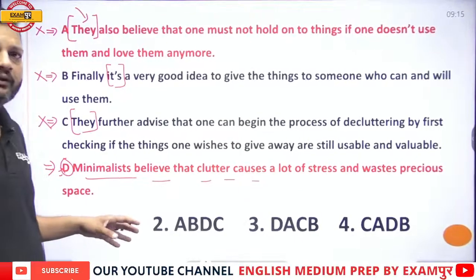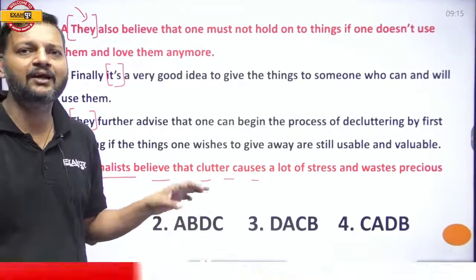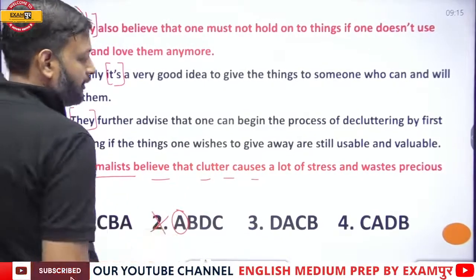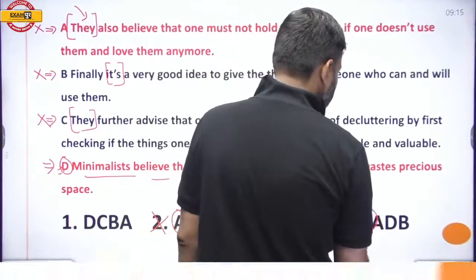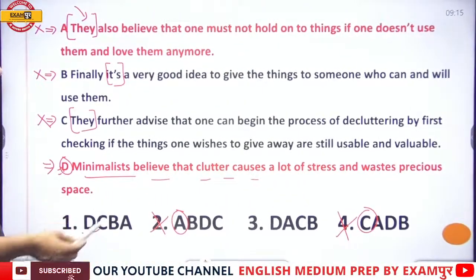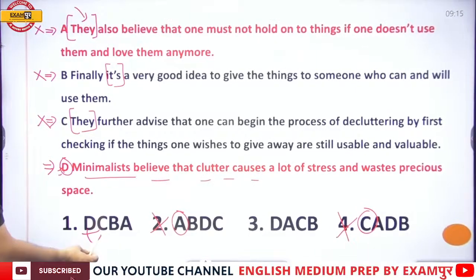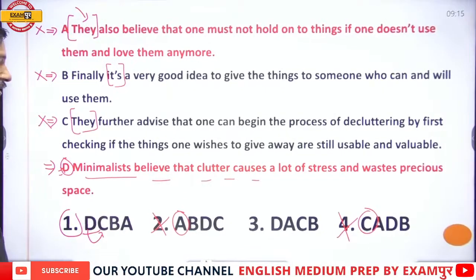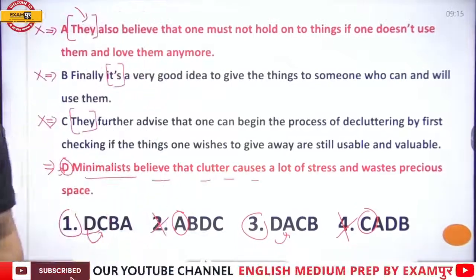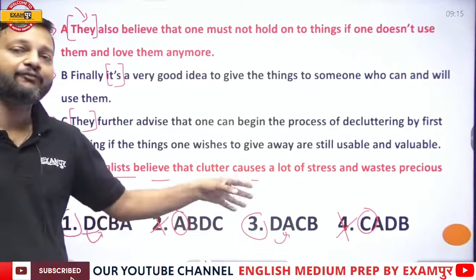Now eliminate the options which do not have D as the first sentence. For example, the second option starts with A and the fourth option starts with C. Eliminate them. Now we have one more challenge. There are two options which have D as the first sentence, but in option 1, D is followed by C, and in option 3, D is followed by A.